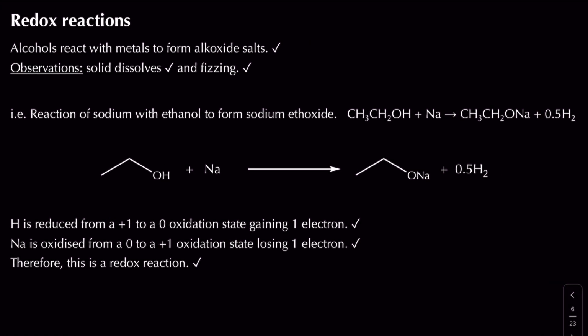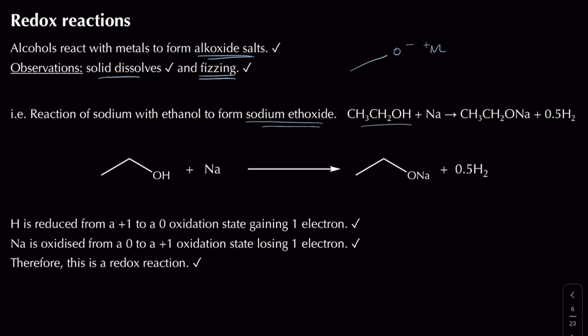Now, if I look at our first reaction, our redox reaction, it's very similar to how carboxylic acids react with metals in redox reactions, not neutralization. Our alcohols react with metals to form alkoxide salts, and an alkoxide is basically when you've got an alcohol, you've removed the hydrogen from there and you're left with a negative charge, followed by a counter ion, which could be any metal plus ion. So our observations are just the same. We see our solid dissolving, and then we see fizzing from the hydrogen gas produced as well. An example here: we're reacting sodium with ethanol to form sodium ethoxide, and there's our equation over there as well.